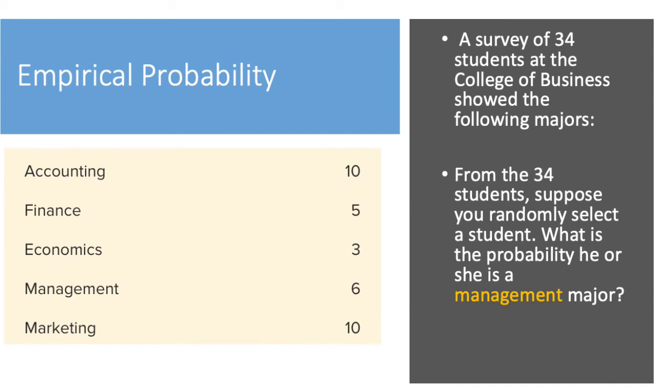Let's say we gathered this data. We have a survey of 34 students at the College of Business that showed their majors. 10 people majored in accounting, 5 people in finance, and so on. From these 34 students, suppose you randomly select a student. What we want to find is the probability that the student is a management major. So management majors, we have 6 of them out of the 34 students. So the probability that your random student is majoring in management is 6 out of 34, or 17.6%.